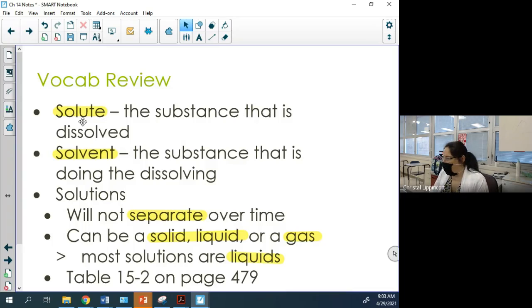We have a solute, that's the substance that's getting dissolved. We have a solvent that's doing the dissolving. So if we had salt water, what's the solute in salt water? Salt, and then the water would be the solvent. Okay? The thing collectively together, once these are mixed together, is called a solution. Okay? And it's going to be key that you're able to identify these three distinctions, okay?